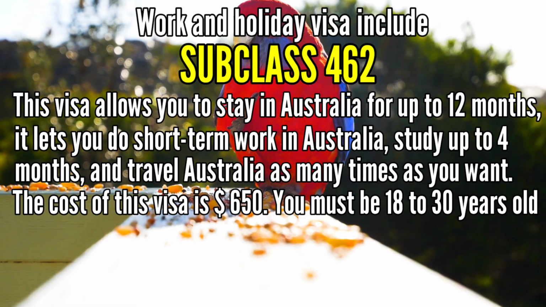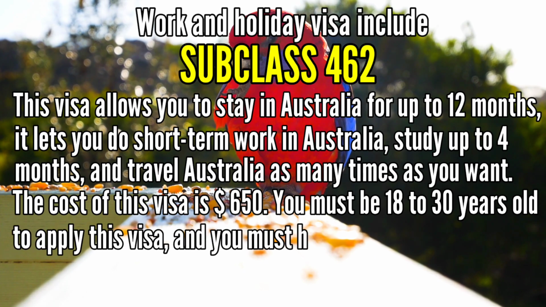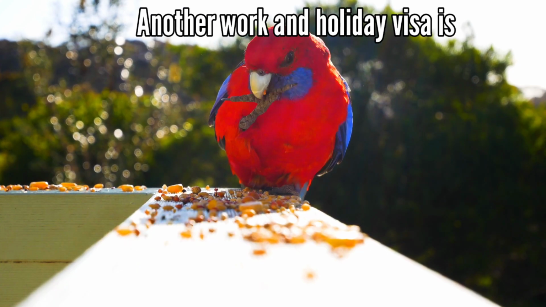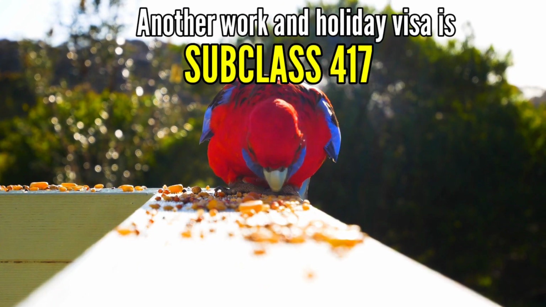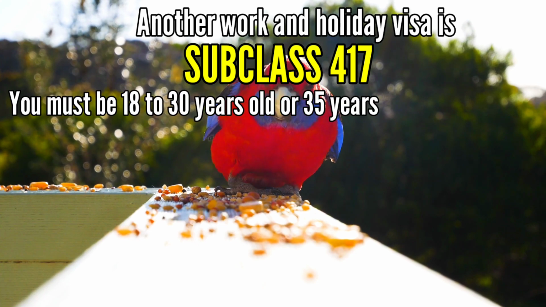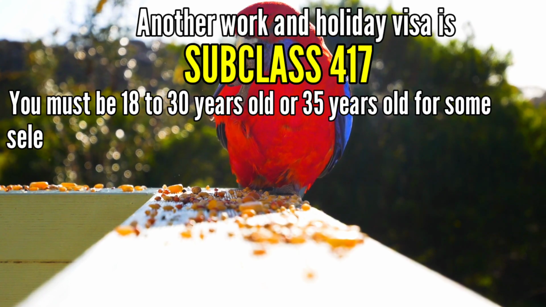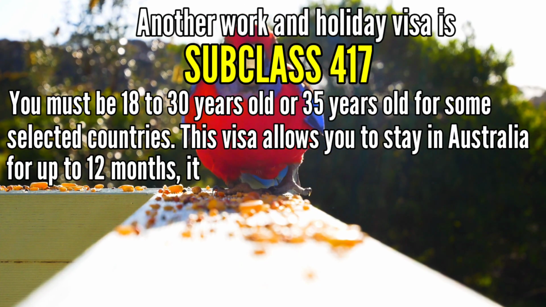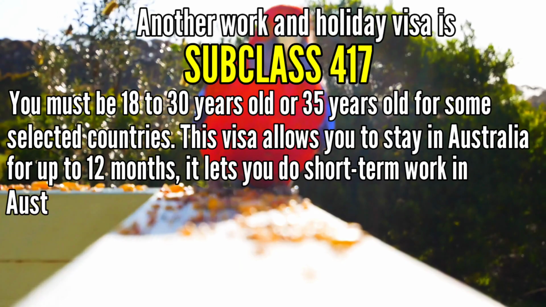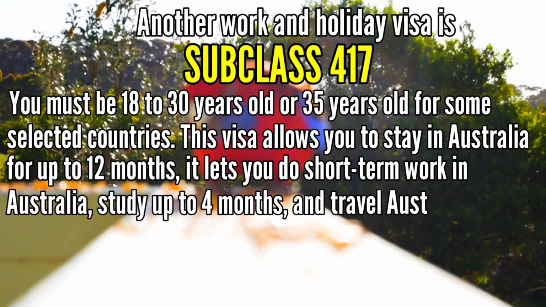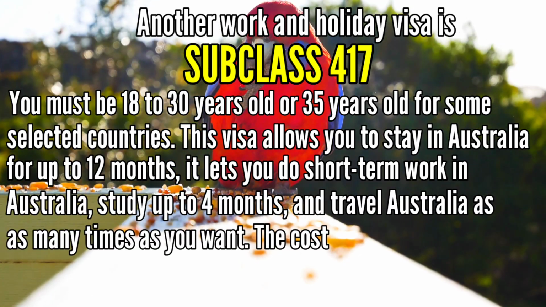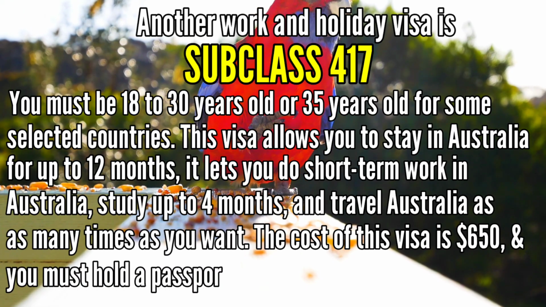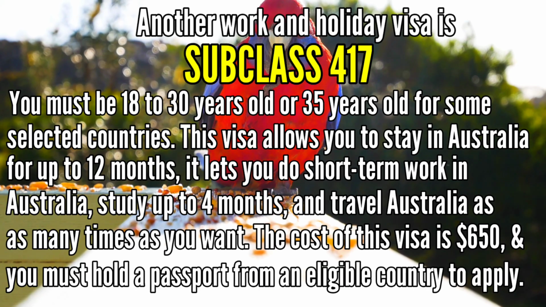You must be 18 to 30 years old to apply for this visa, and you must hold a passport from an eligible country. Another work and holiday visa is subclass 417. You must be 18 to 30 years old, or 35 years old for some selected countries. This visa allows you to stay in Australia for up to 12 months. It lets you do short-term work in Australia, study up to 4 months, and travel Australia as many times as you want. The cost of this visa is 650 Australian dollars, and you must hold a passport from an eligible country to apply.